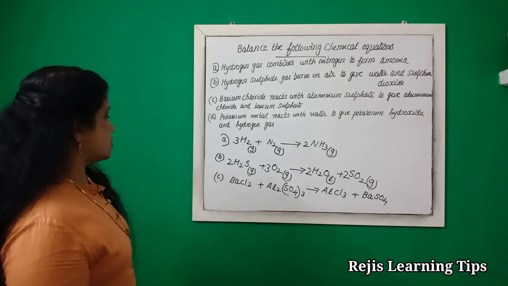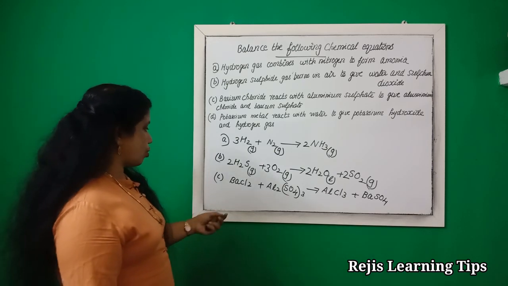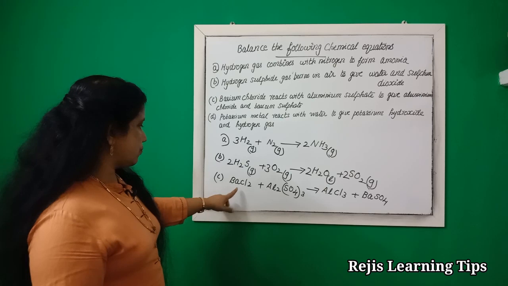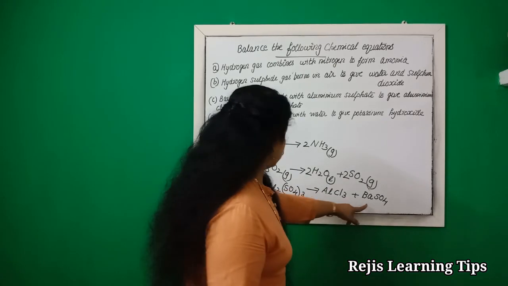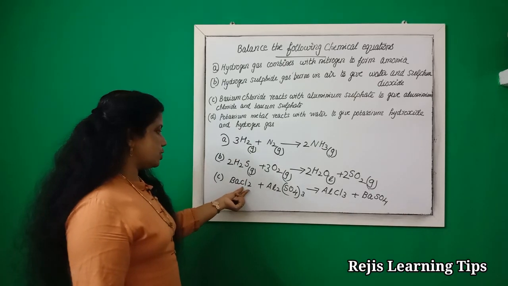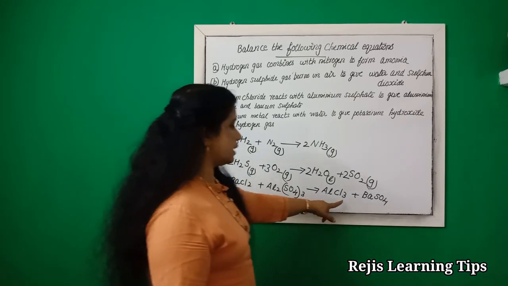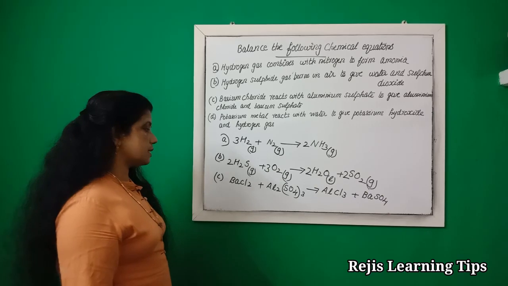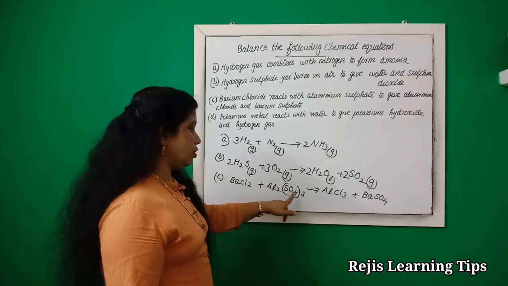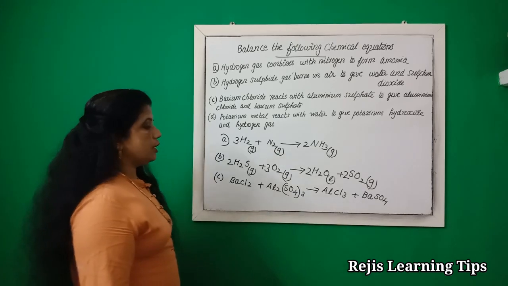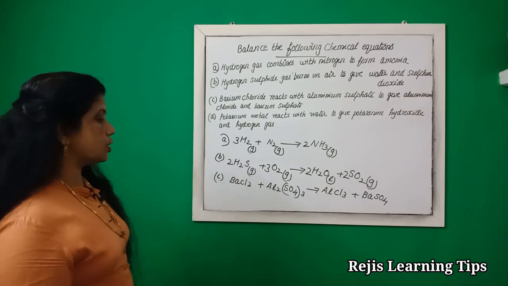Then first you have to check whether this equation is balanced or not. Barium, that is only 1 here, here also that is 1. Then chlorine, in this case 2 chlorine atoms are there, but here 3 chlorine atoms, chlorine is not balanced. Aluminium, here 2, sulfur 3, oxygen 12. Okay, we know that this equation is not a balanced equation.